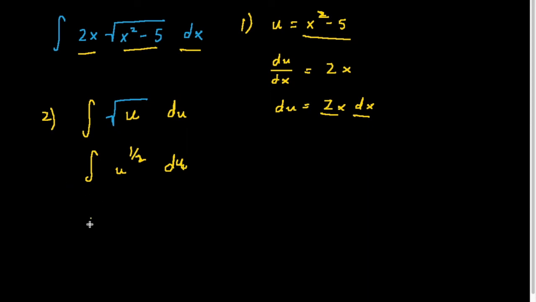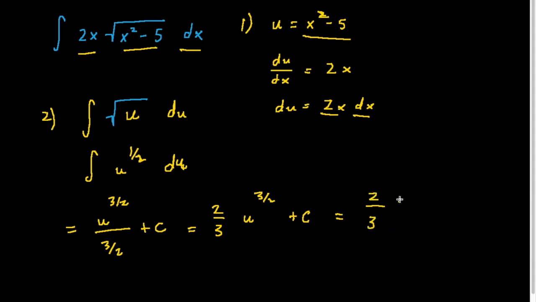We'll take the antiderivative of this, that's u to the 3/2 power over 3/2 plus c. We'll rewrite this as 2/3 u to the 3/2 power plus c. And our last step will be just substitute in for u what we knew u to be from the beginning. That's 2/3 x squared minus 5 to the 3/2 power plus c. And we're finished with this one.